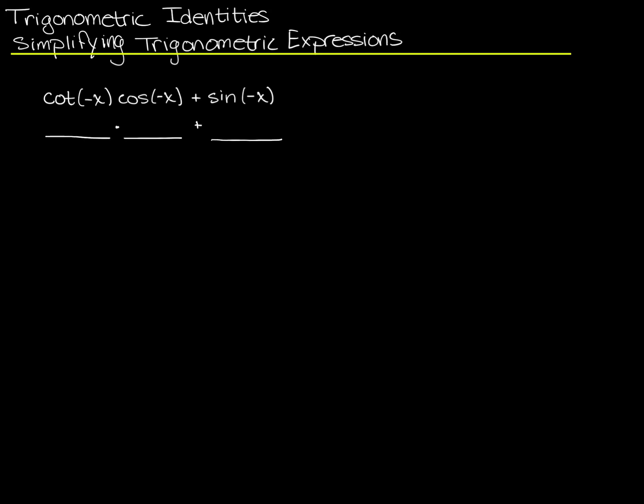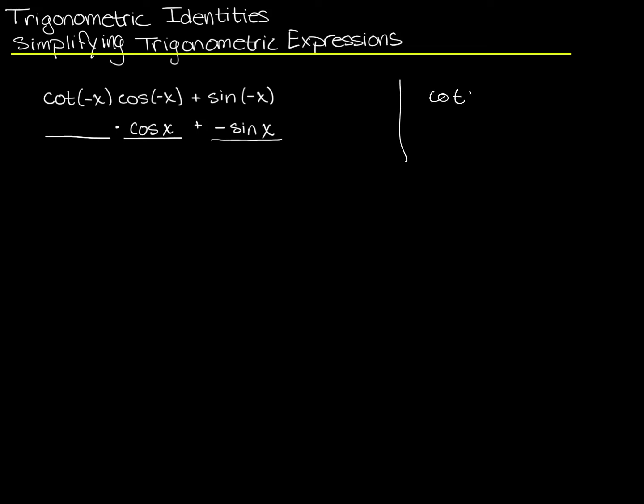Now, I know that the cosine of negative x is just the cosine of x. That's because it's an even function. The sine of negative x, well, the sine of x is an odd function, so that's going to be negative the sine of x. Cotangent's a little bit trickier, but let's do a little scratch work over here.